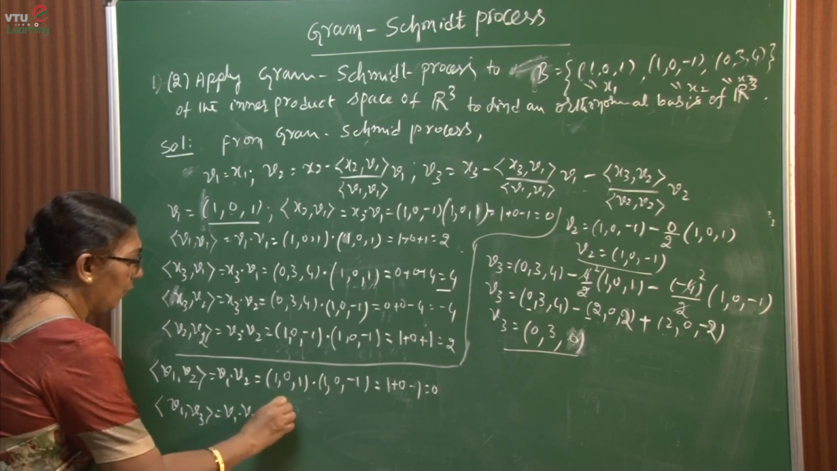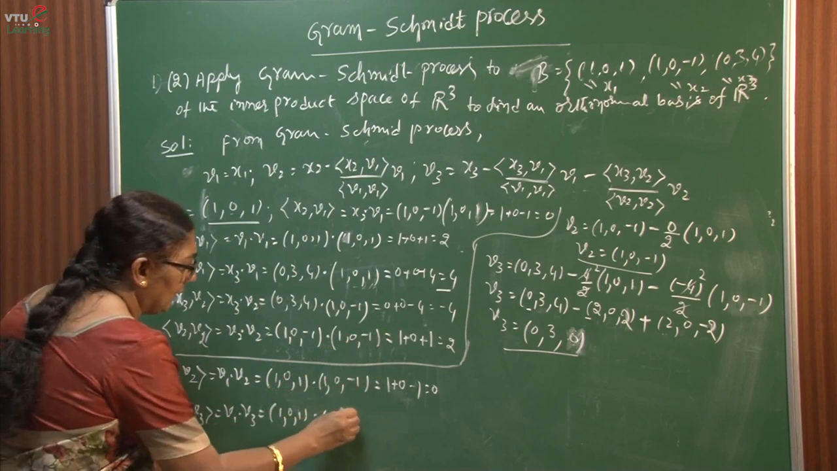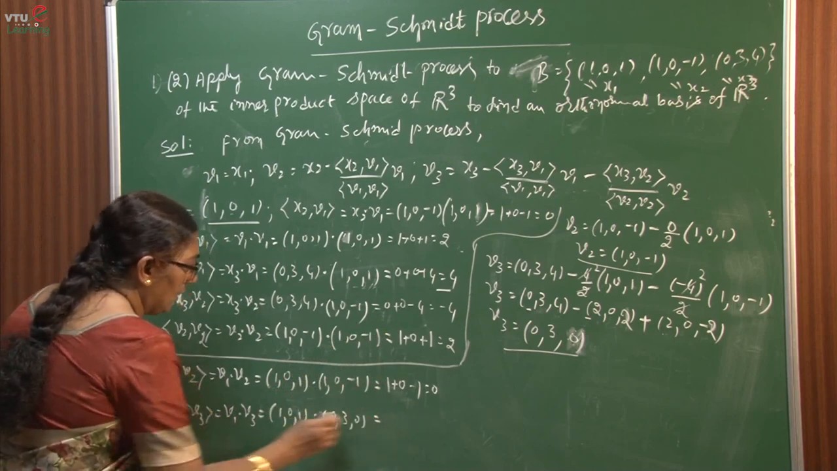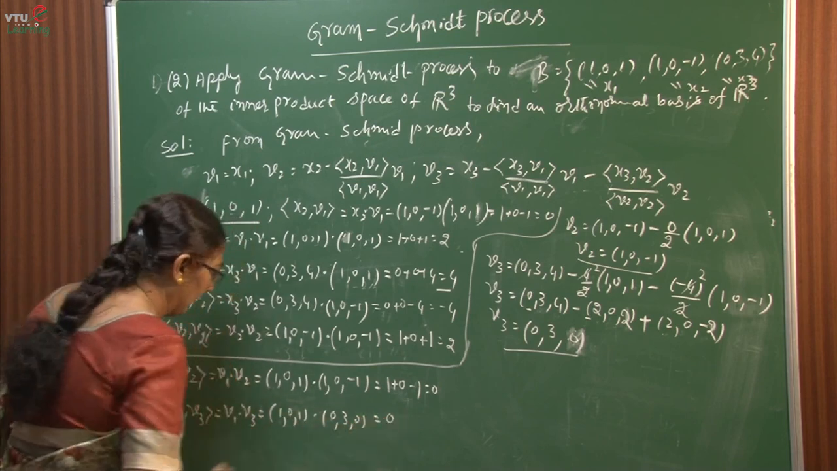What is v1? (1, 0, 1). We already know v3 is (0, 3, 0). 1 into 0, 0 into 3, 1 into 0. Finally, we get 0.